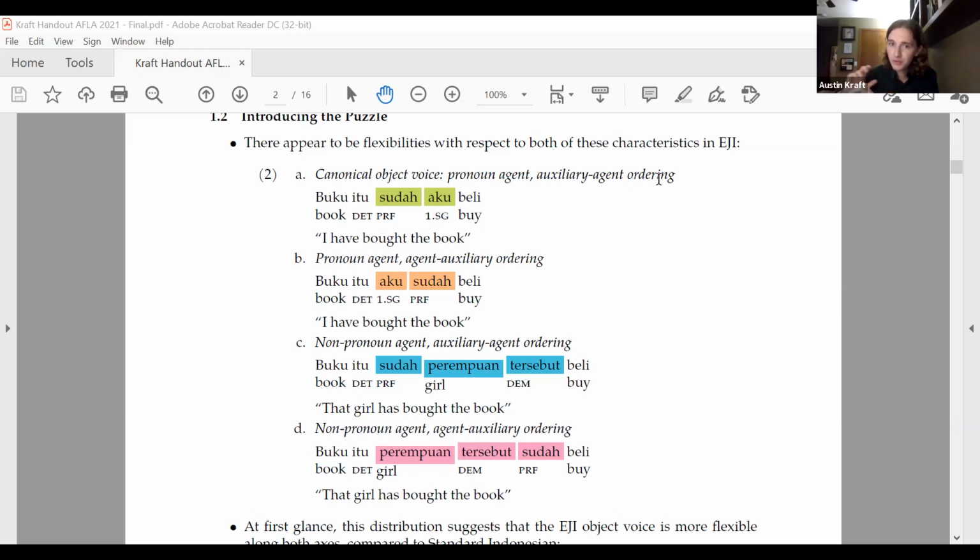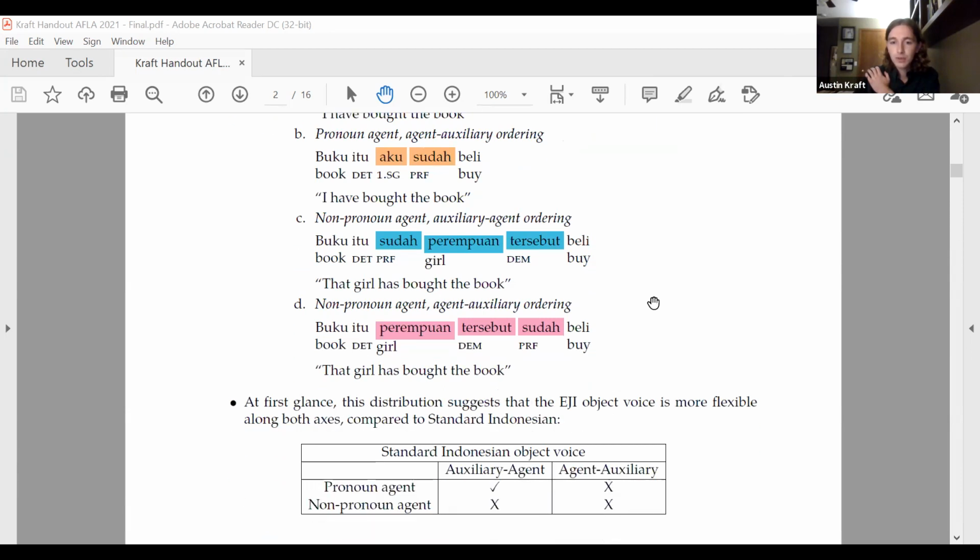And if we look to the other factor of pronoun agent, we see that non-pronoun agents, as in 2C, appear to be possible. And applying both of these factors, counter to the standard Indonesian requirements, as in 2D, we see that non-pronoun agents, as well as agent auxiliary ordering, are possible. And so at first glance, this suggests a stark contrast to the distribution of the object voice in East Javanese Indonesian compared to standard Indonesian.